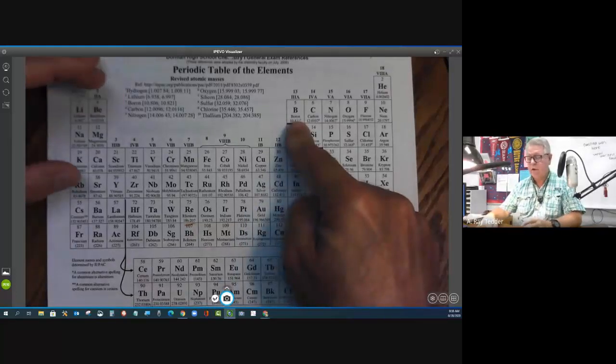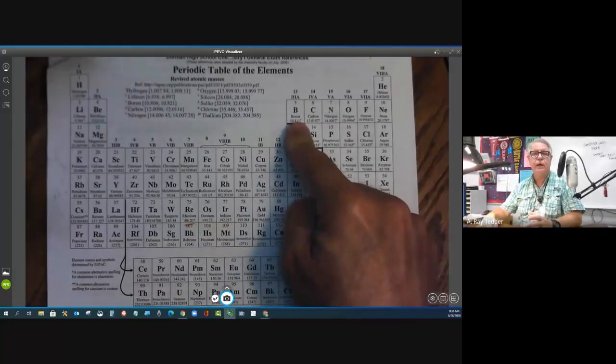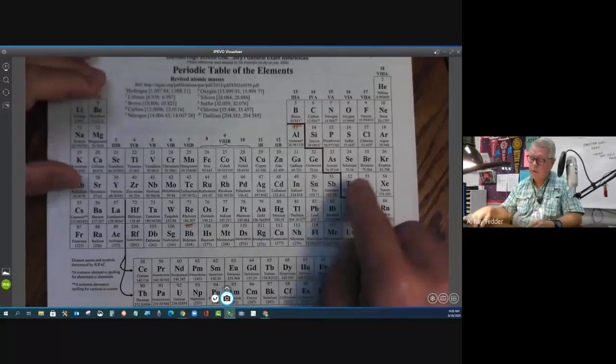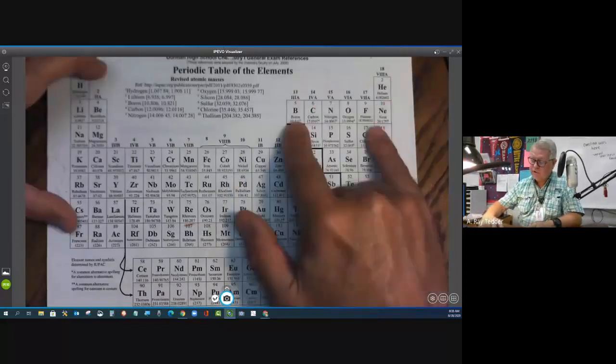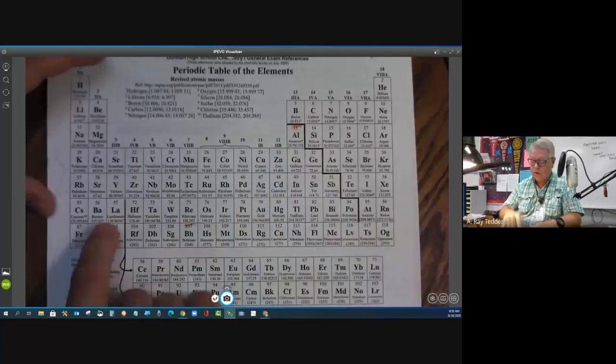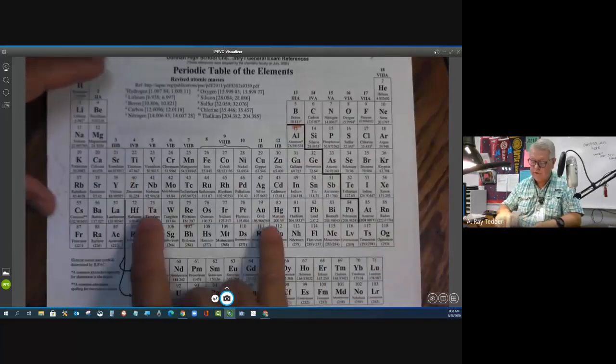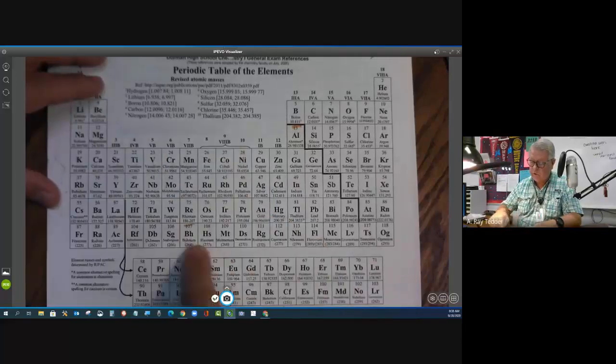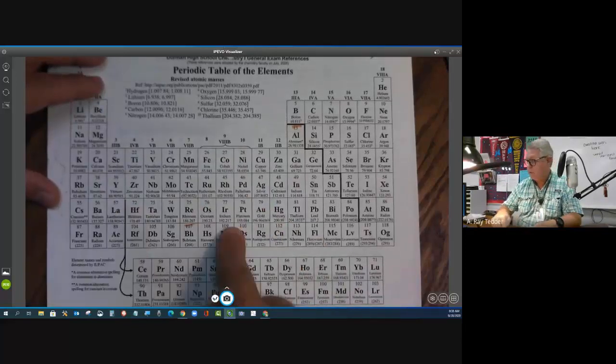in particular, the electron cloud. And so these are the easiest ones to figure out what's going on, and these are a little more complex. And this section here, right in here, these are called the transition elements, okay?